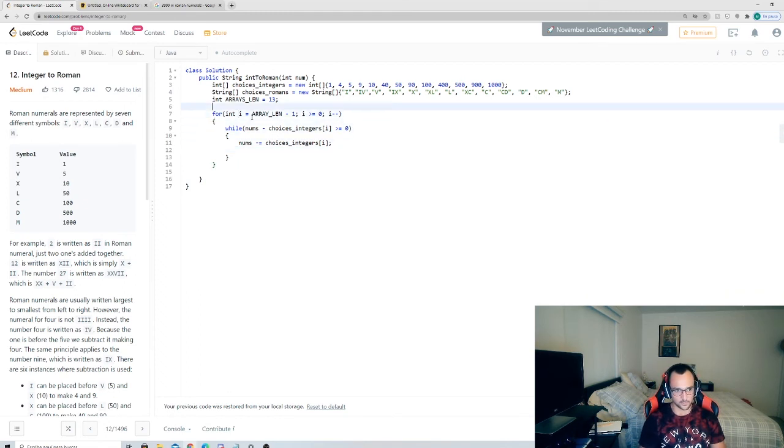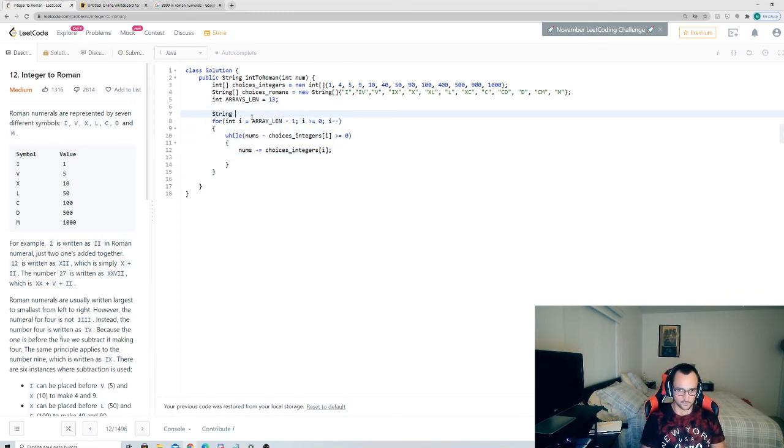So I actually forgot to declare the answer, so string ans is equal to an empty string. And usually for these sort of things you would use a string builder, not just a string, but this problem is simple enough for us to just use a string, so I'm going to do that instead. And so we're going to say ans is equal to ans.concat choices Romans i. And this should be it, so we should just return the answer.